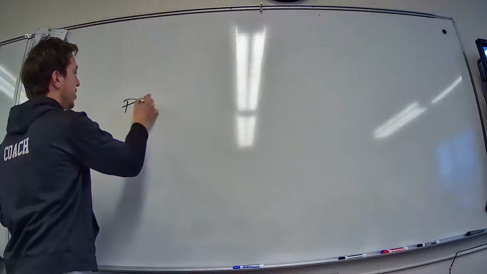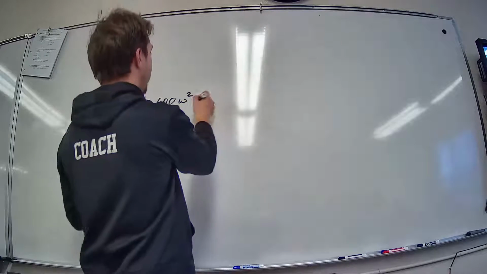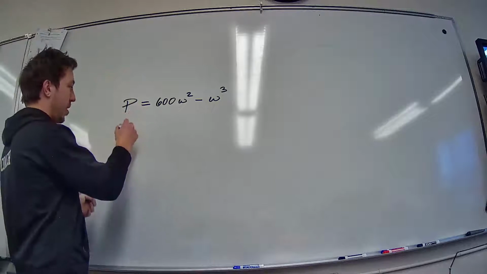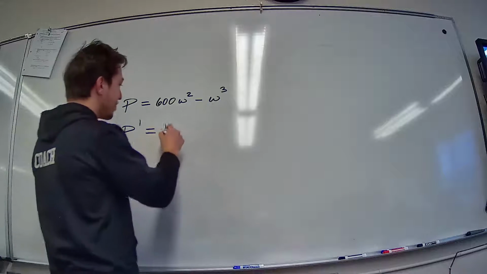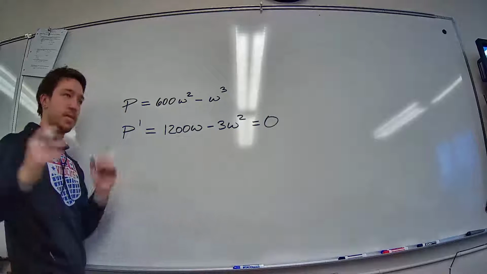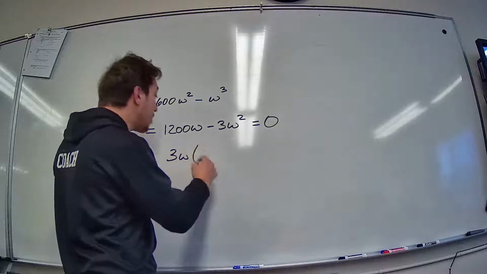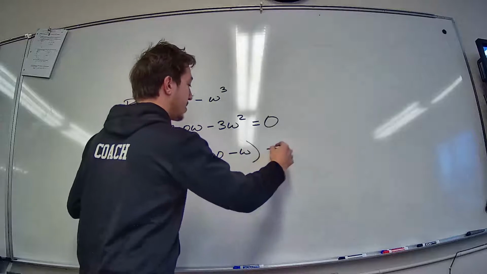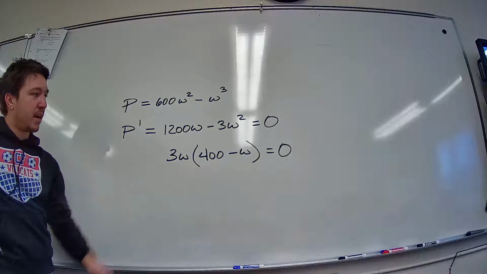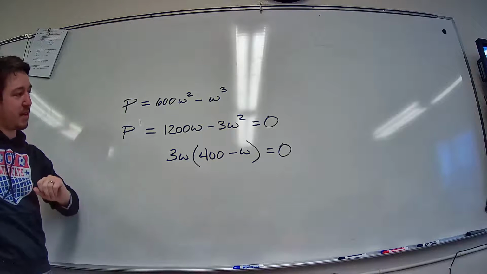The profit function is 600 times the number of widgets squared minus the cube of the number of widgets. What are we trying to do? Alice wants to maximize profit. Okay, that means I'm just going to take the derivative of my profit function, set it equal to 0. This is about as simple as they get. Factor out a 3w. You get this, and Alice can see as clear as day that 0 would be a critical number. 0 is the number where she makes 0 profit.